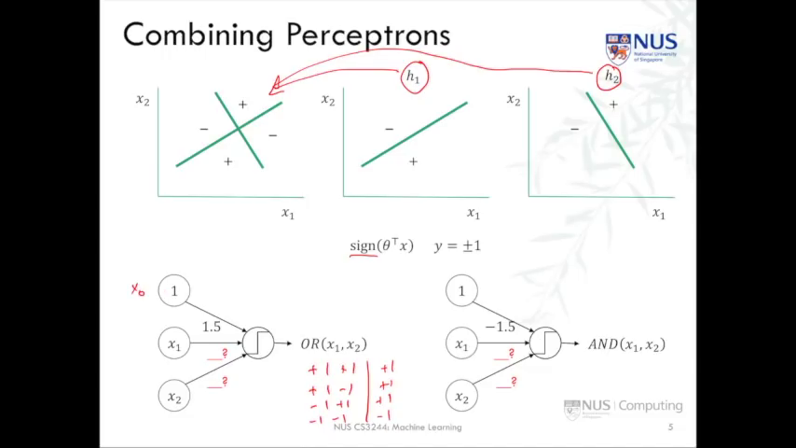We have a weight here that we've already pre-computed for you, our 1.5, this is our theta 0. And we want to make this an OR function. So how do I do that? I've got two weights here for x1 and x2, which are my theta 1 and theta 2. What should I set them to?